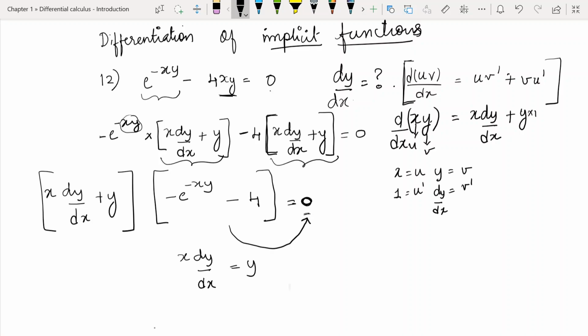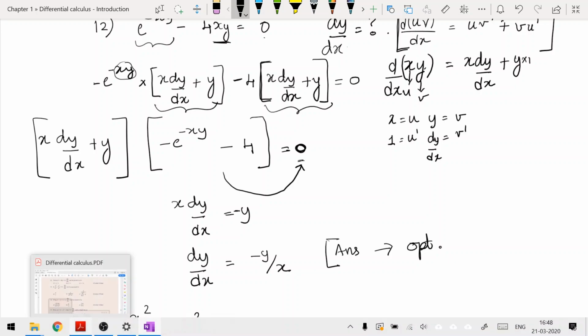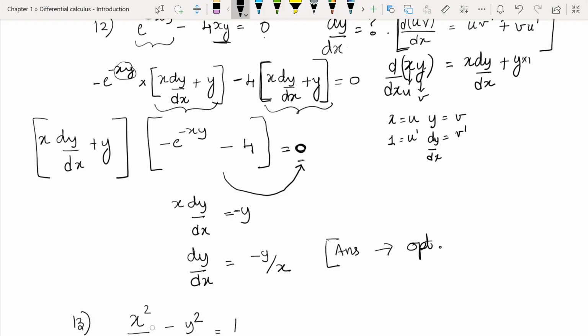So therefore in the next step, dy by dx is nothing but, not equal to y but a minus y, because this y comes to the other side, it becomes negative. So minus y divided by x, this coefficient x comes to the denominator. So your answer is nothing but minus y by x, which is option A. So let's write that down, option A.